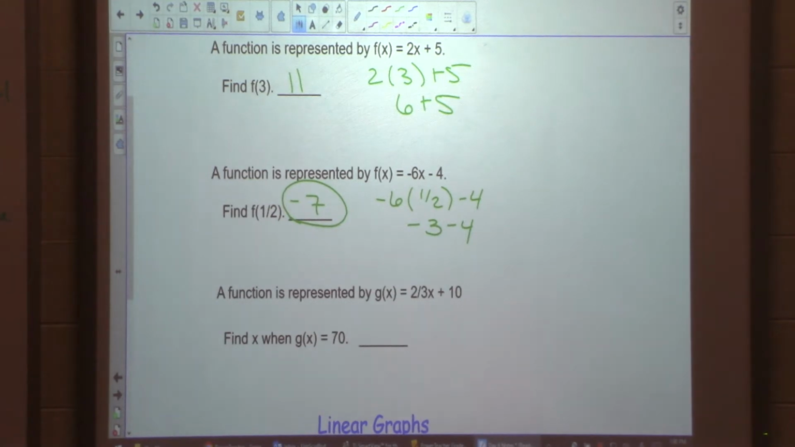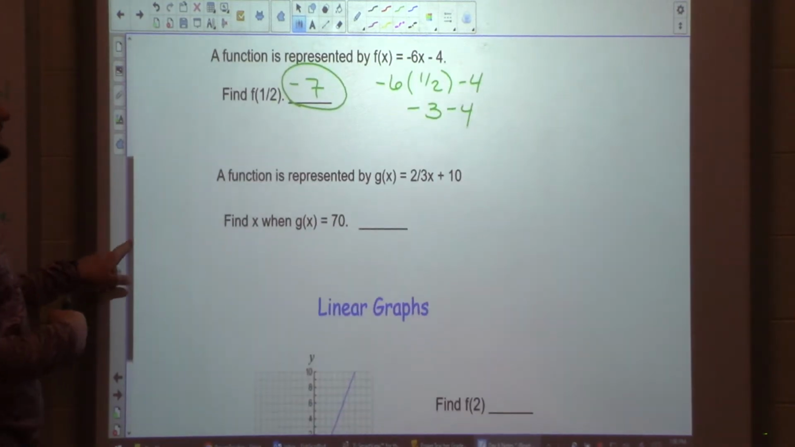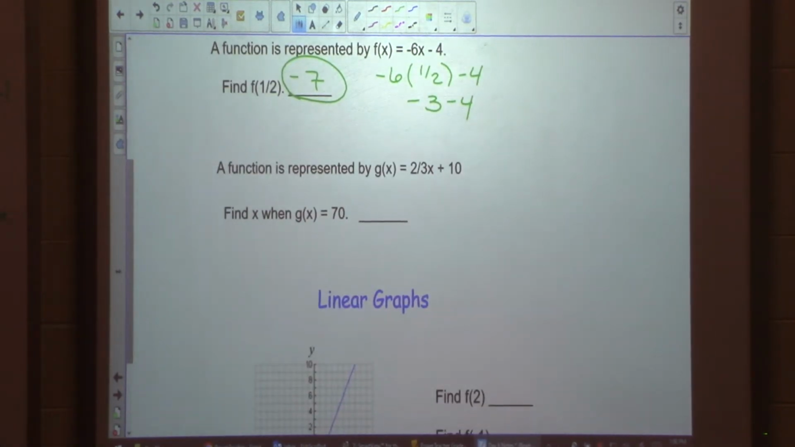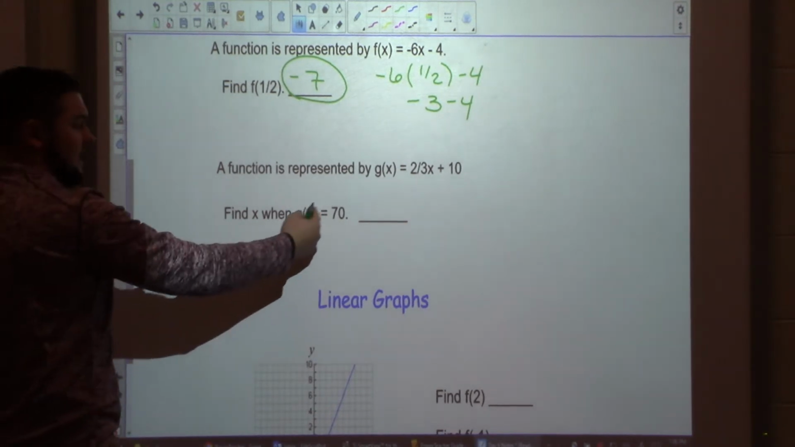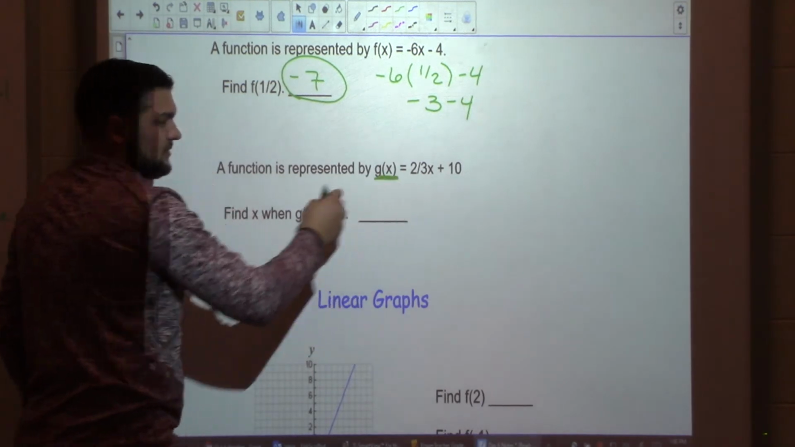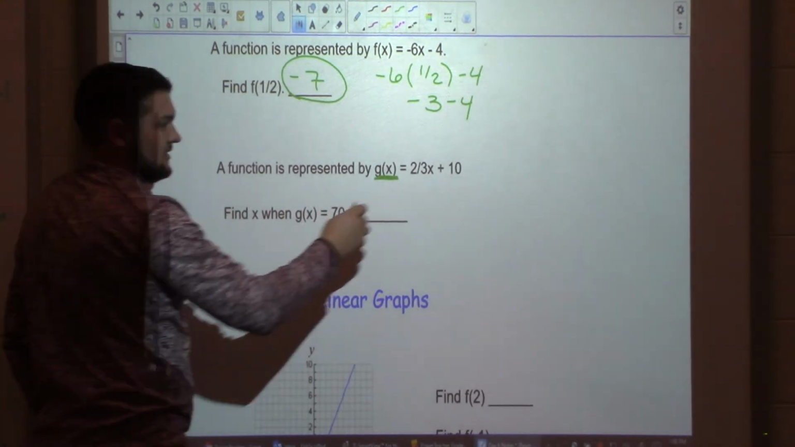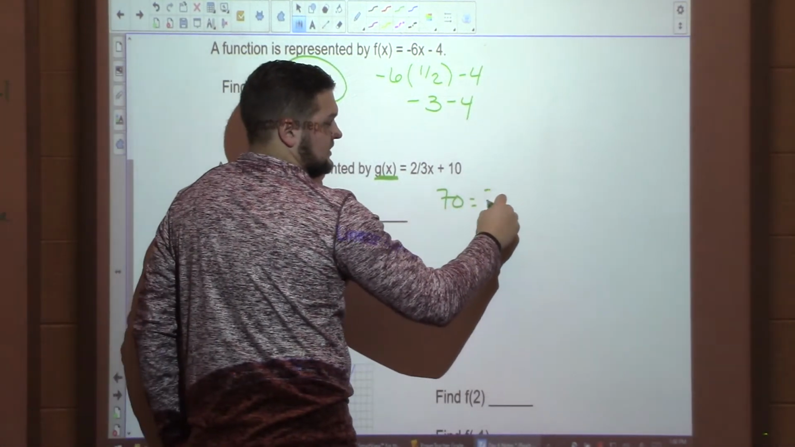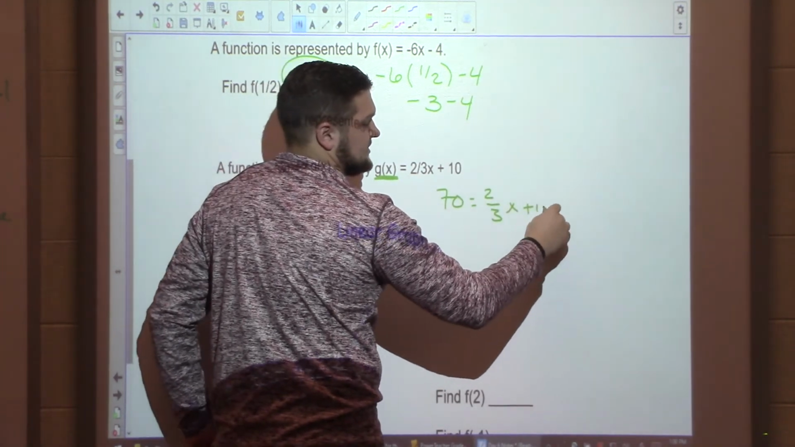The next one's a little trickier. g of x equals 2/3 x plus 10. Find x when g of x equals 70. How are you going to solve this one? Set it equal to 70. Set it equal to it, right? If g of x equals 70, I should be able to replace that with 70. So 70 equals 2/3 x plus 10.